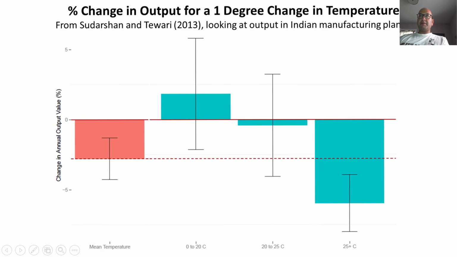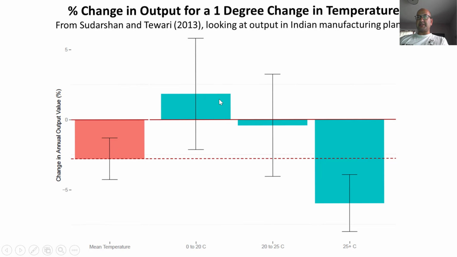Okay. Now, that was really old data. You might be saying, well, now we have air conditioning and things like that. So a more modern study took a look at productivity in Indian manufacturing plants, where there's probably not actually air conditioning in a lot of these. This was done in 2013, and what you see here is basically the estimates of changes in productivity based on temperature, and here's zero.